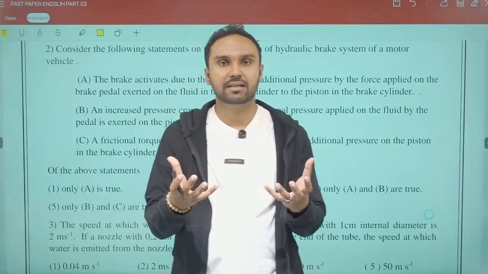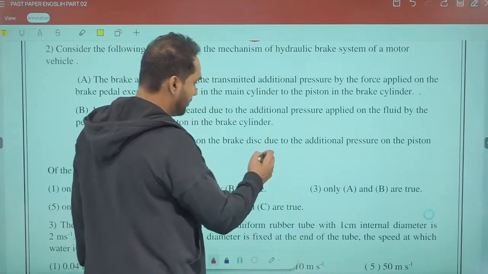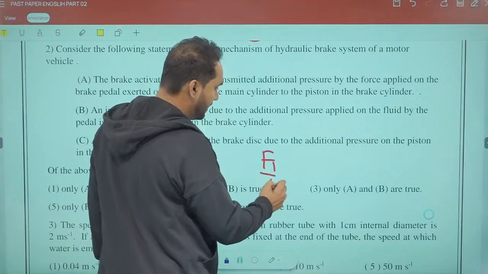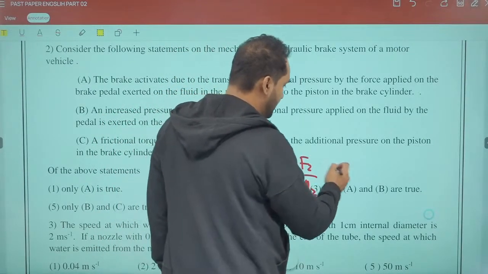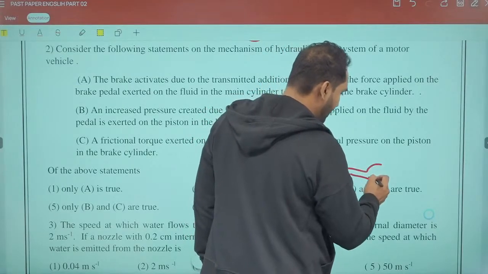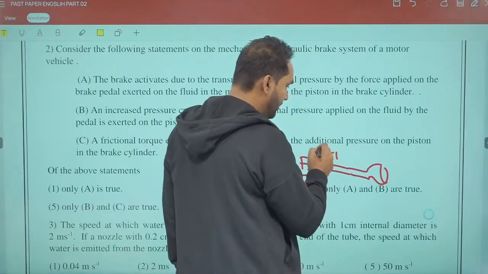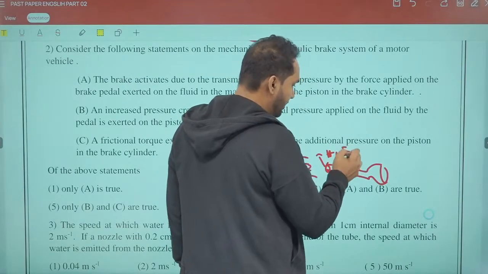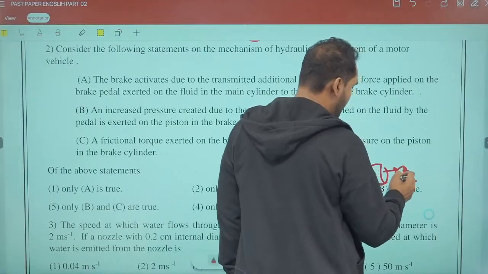The surface area is really high, so the force will be increased. So the actual formula is F1 over A1 equals F2 over A2, which means something like this, right? Here the area is low, and let's say F1 of a force is applied. Here the area is large.